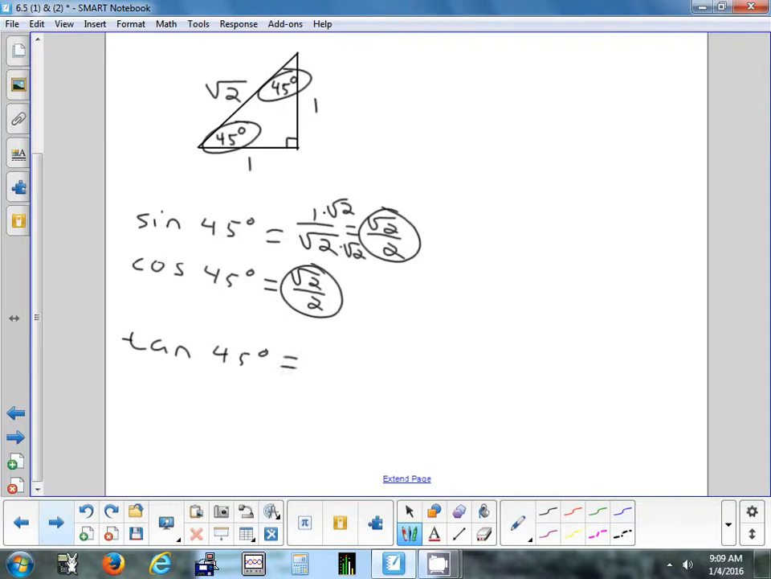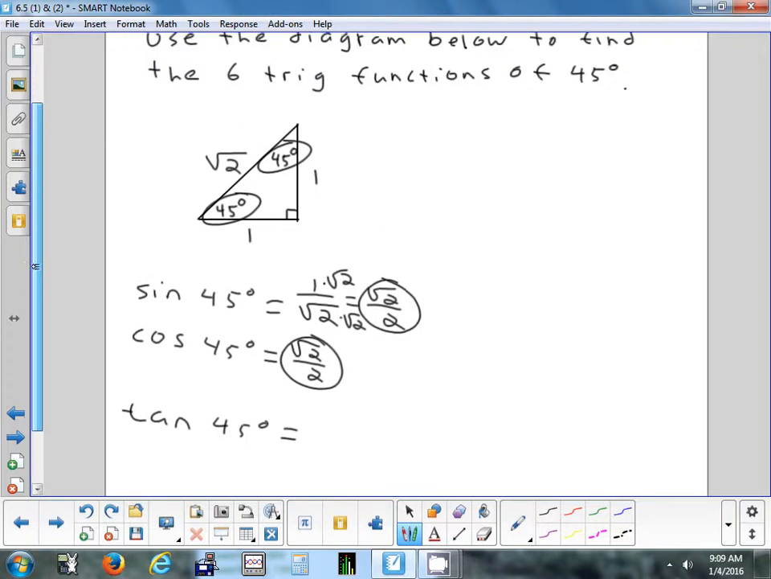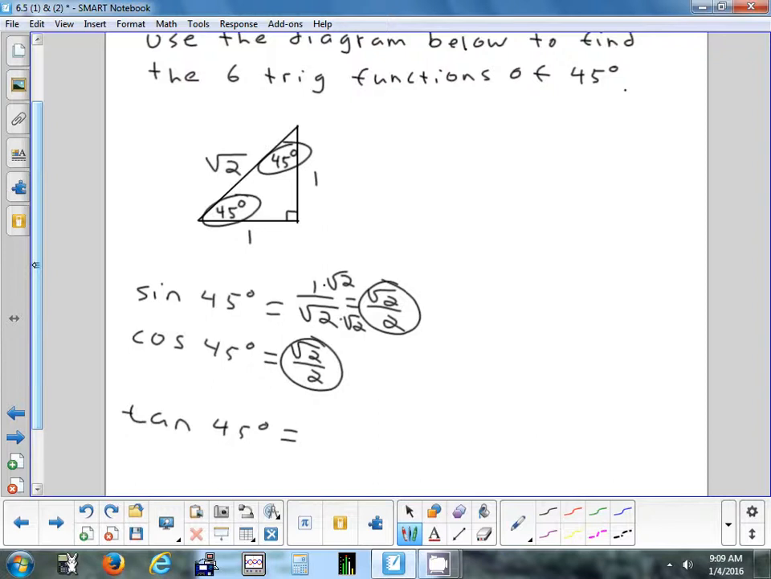And Amanda, what's my tangent of 45? It's going to be opposite divided by adjacent. So just 1. Paige, if my tangent is 1, that means my cotangent is 1. They'll stay the same. And my secant and cosecant are also the same.